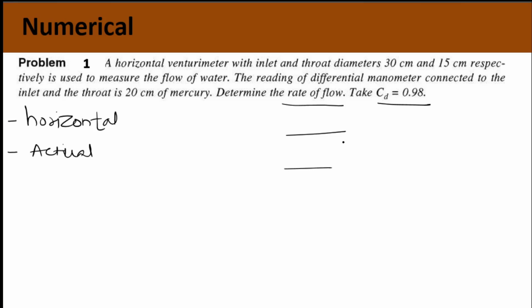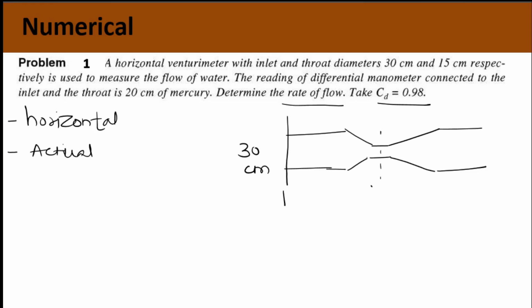Now, if we draw the diagram it will be like this. So this is the venturimeter. The inlet section diameter is given as 30 centimeter and the throat diameter is given as 15 centimeter. Now here the differential manometer is connected and the value of x is given. In many of the reference books, the value is given as y. So x or y is 20 centimeter of Hg or mercury. We have written the things which are given in the numerical.